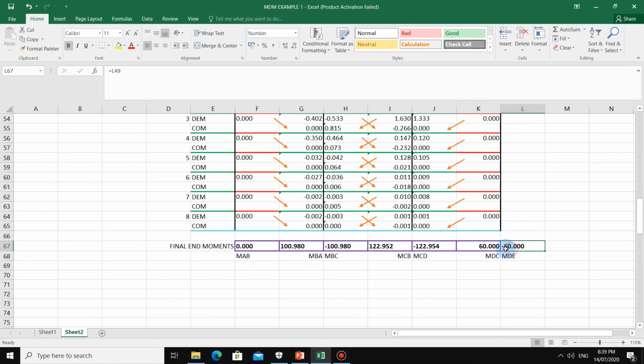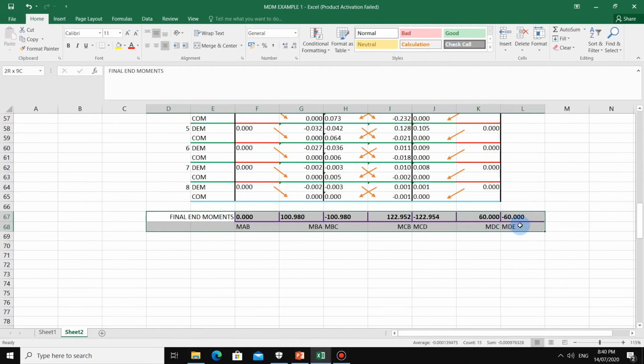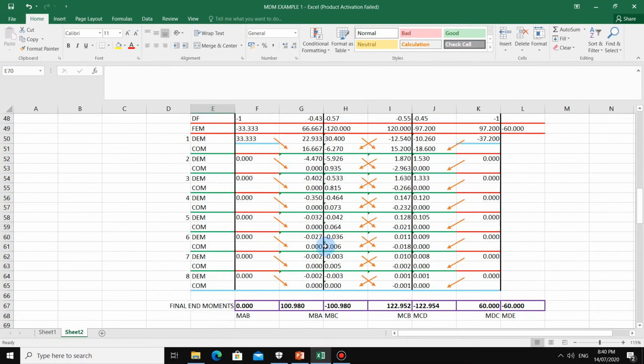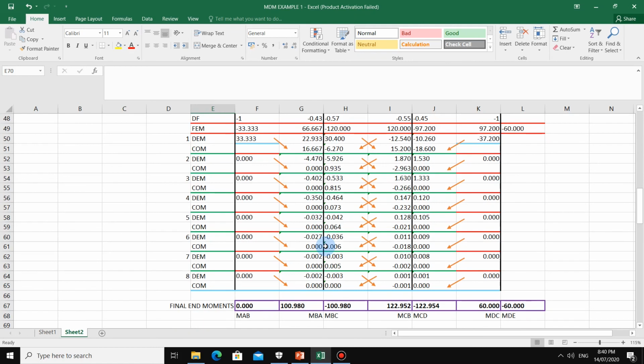So dapat kato sa joint D ma-equilibrium gihapon, ma-0 gihapon. So ma-0 siya. Okay? So this will be our final end moments guys sa atong beam. Then after sa pagkuha og end moments, then proceed na ta sa reaction, shear and moment diagram. Okay? So that's all for MDM for beams.